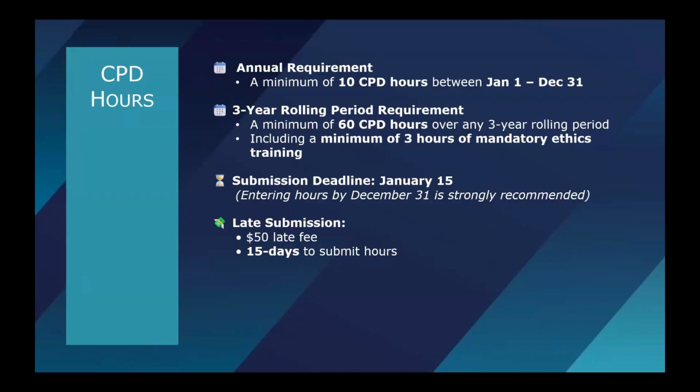The submission deadline is January 15th, and it's strongly recommended to enter your hours by December 31st. If you are unable or fail to meet the January 15th deadline, there will be a $50 late fee, and then from there, you will be invoiced and you have 15 days to submit your hours. It's always best to get a minimum of 20 CPD hours per year to meet that 60 CPD hours over the 3-year rolling period.